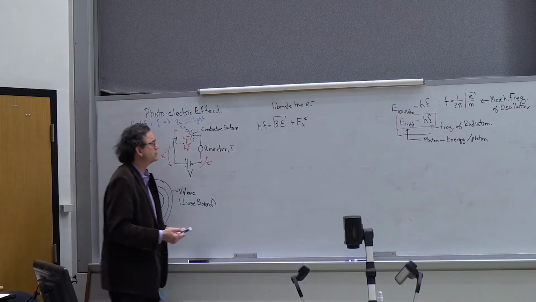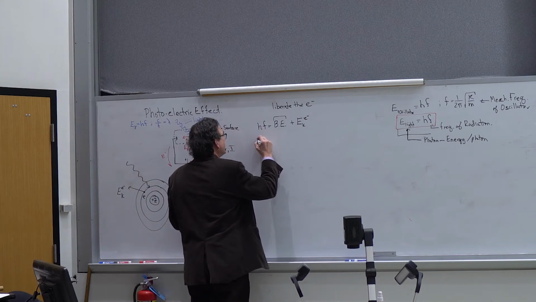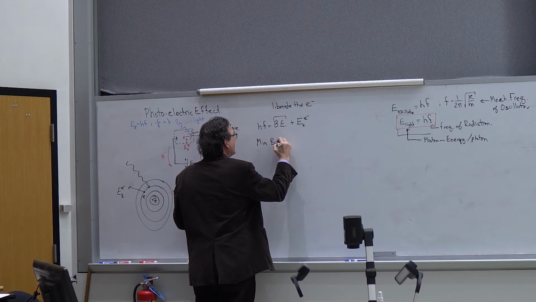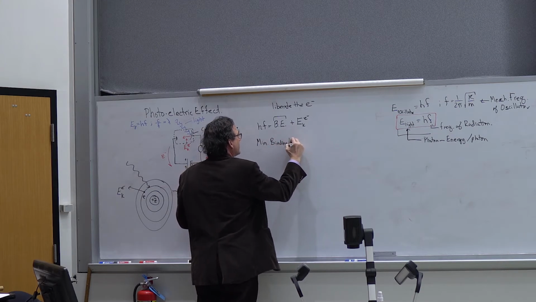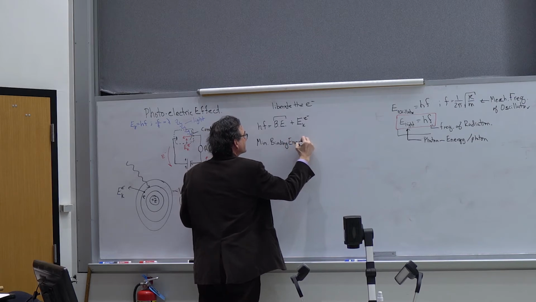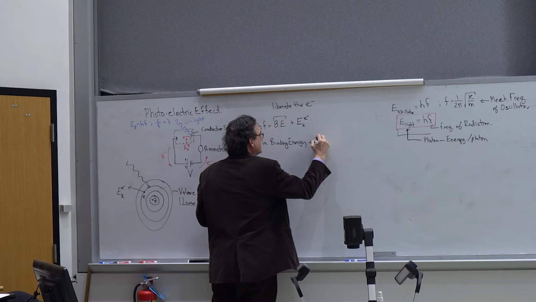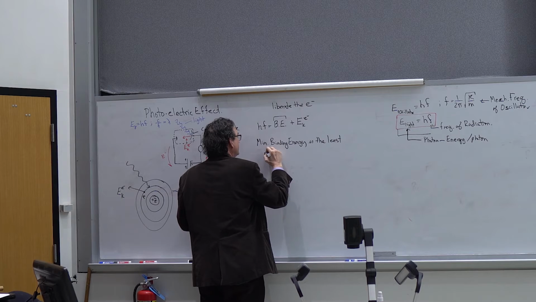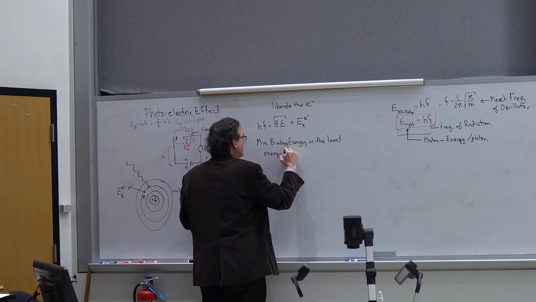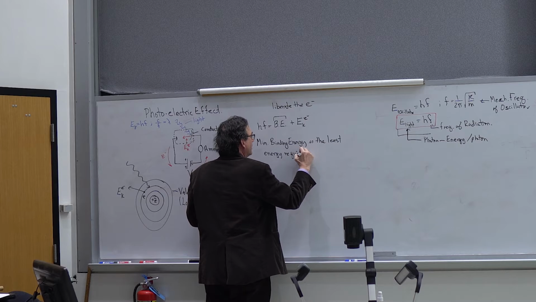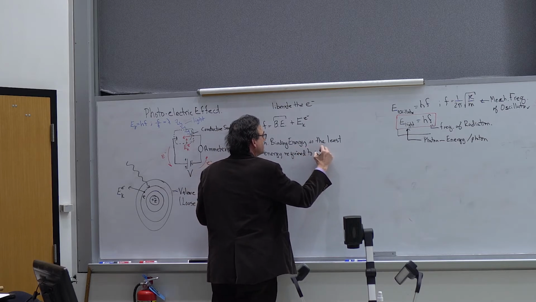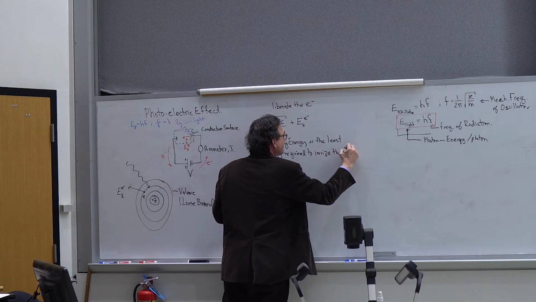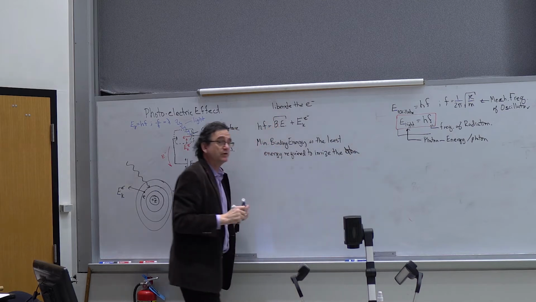Okay? So we're going to have a special name for that. So the minimum binding energy, and now I'll spell it out, energy, is the least energy required to ionize the atom. Okay, everyone clear about that?